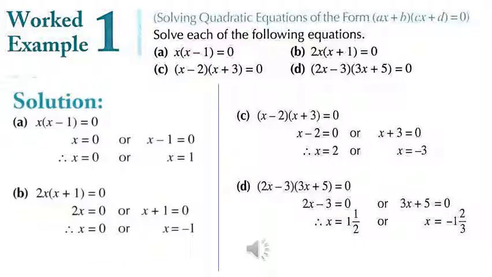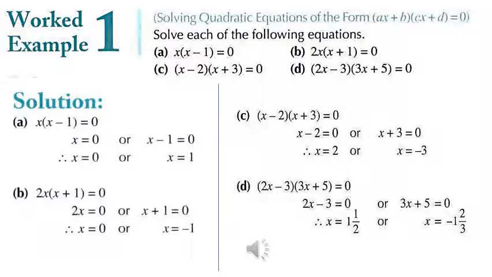Worked example 1. Solve each of the following equations. In all the parts, there is no need of factorization because all the equations are already factorized. In part A, there are two factors x and x minus 1. In part B, there are two factors 2x and x plus 1. Similarly, in part C, there are also two factors x minus 2 and x plus 3.